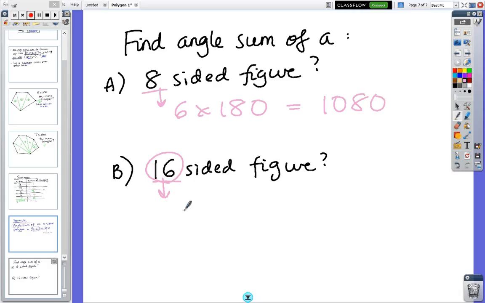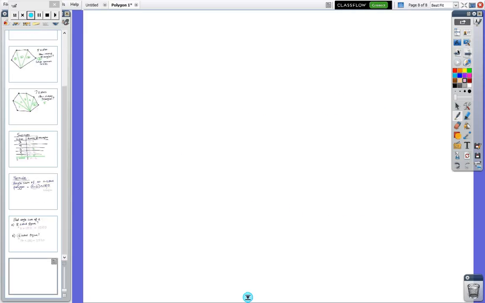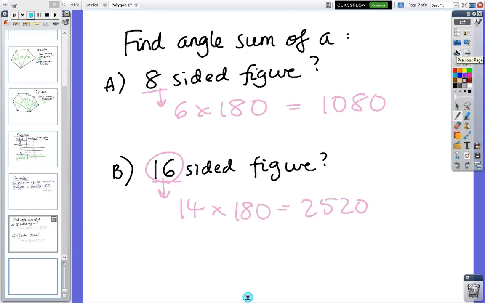Okay, and 16 sides, there's going to be 14 triangles, and 14 times 180 is too big for my head. 2520. Now I think that's the last slide. Yep, so that's the last slide. So just finish that off, and in the next few slides we'll be doing some more work. Okay, thanks, bye.